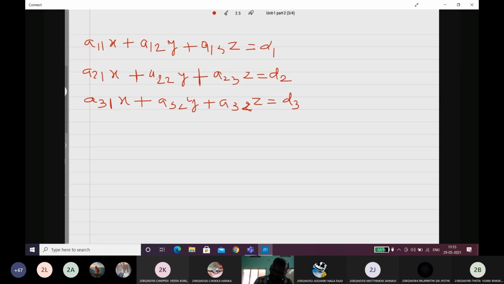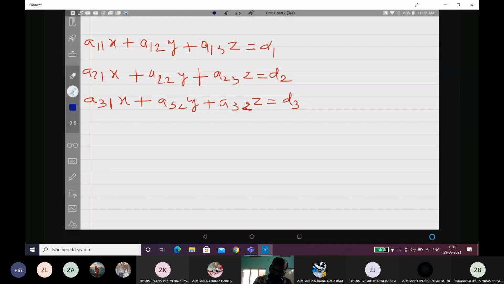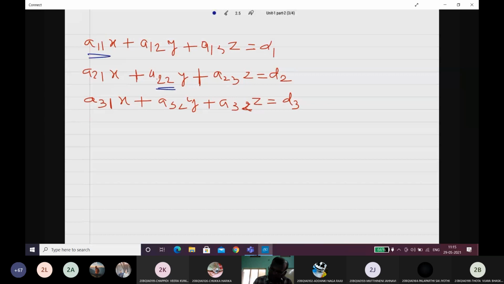Now we have to observe the diagonally dominant condition. It is like this. These are the elements. That means the modulus of A11 is greater than the sum of the moduli of the other elements in the same row, that is A12 and A13. We compare the modulus of the diagonal element with the sum of the coefficients of the elements in the same row.